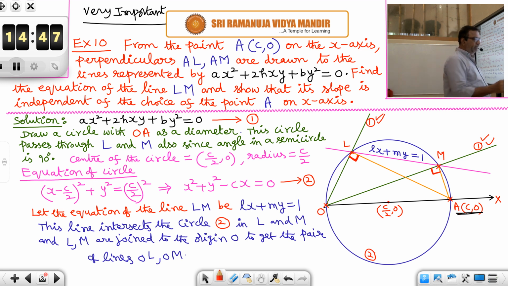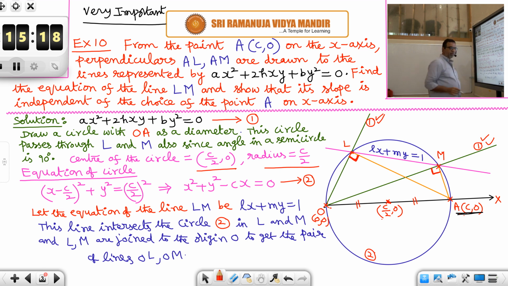Now you can easily find the equation of that circle, because OA is diameter, means for O and A the midpoint will be the center. Okay, O is (0, 0). A is (c, 0). So midpoint will be (c/2, 0). That is the center of the circle. What is the radius? From O to center. Is it not? That is the radius. It is c/2. So center of the circle is (c/2, 0). Radius is c/2.